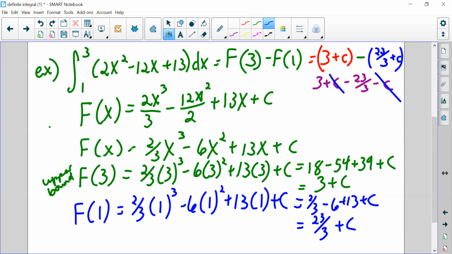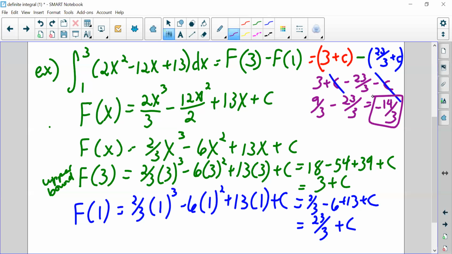Now that is a pattern. The c's will always cancel out, because I said we'll get a numerical answer. So 3, I can rewrite as 9 over 3, minus 23 over 3. So the area under this curve from 1 to 3 of 2x squared minus 12x plus 13 is equal to negative 14/3. So I have a little bit more under the x-axis than above.